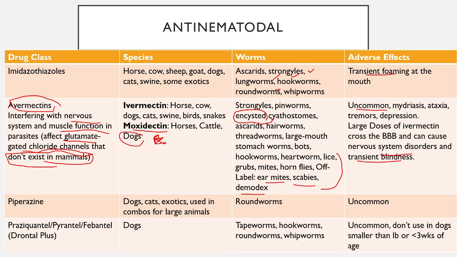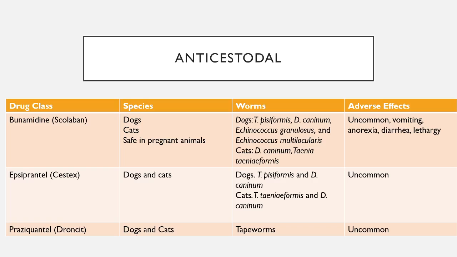Piperazine is used for dogs, cats, exotics, and sometimes in combinations for large animals, and it gets roundworms with uncommon adverse effects. Praziquantel, or pyrantel and febantel, is called Drontal Plus. Anything with praziquantel is for tapeworms or cestodes. If we use it in combination with other things, it will get hookworms, roundworms, and whipworms. Don't use Drontal Plus commonly, especially in dogs smaller than a pound or less than 3 weeks of age. We're going to see Drontal Plus used actually more often in cats.